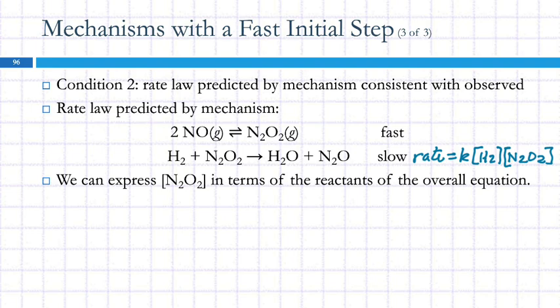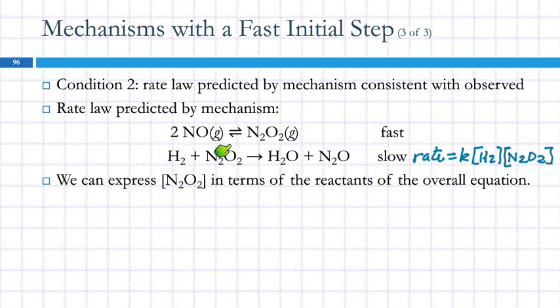So is N2O2 an intermediate? Yes. N2O2 is an intermediate. It is formed in this first fast step. And then it goes on to react with H2O. So it's formed and destroyed. It's not originally there, and none of it's left at the end. And so we can't have its concentration in the rate law. It makes the rate law useless.